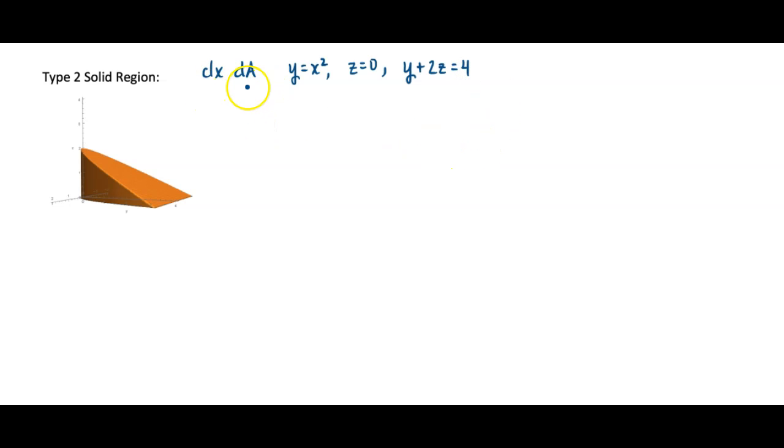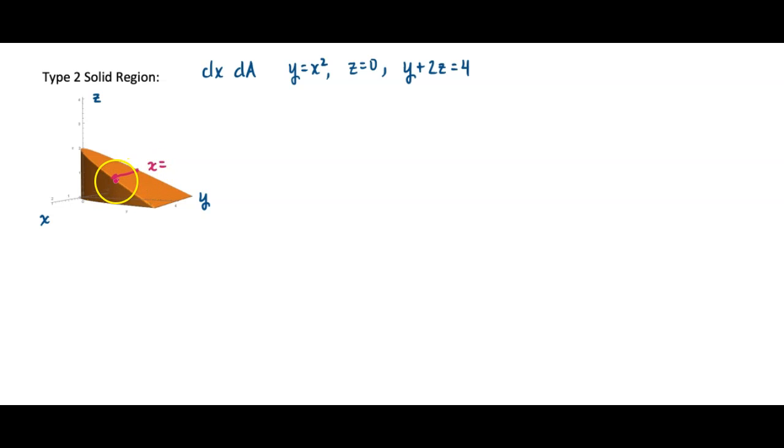So because this is dx dA, that means x is going to be a function of y and z. So I'm looking at my x values. My x values are going to start here and end here. Let me draw this so it's more parallel to the x-axis. Kind of start here and then end here. So my x bounds are going to be in the form of x equals something.